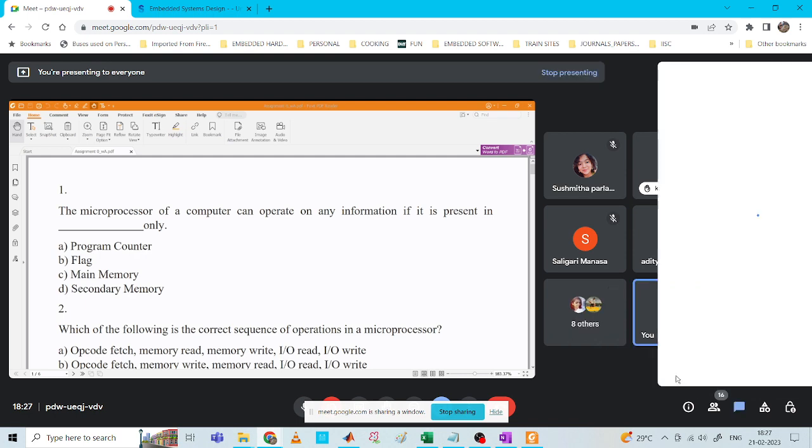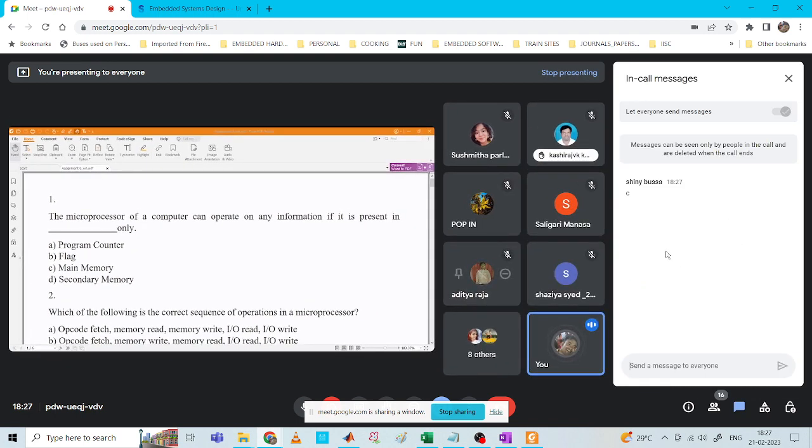I would really appreciate it if people can speak, because I cannot see the screen all the time when I'm in that PDF. Anyone else? Main memory, sir. Sorry? Main memory. Yeah, Shiny is saying C, but anyone else who would like to contradict? Okay, yes, it is right, it is C.